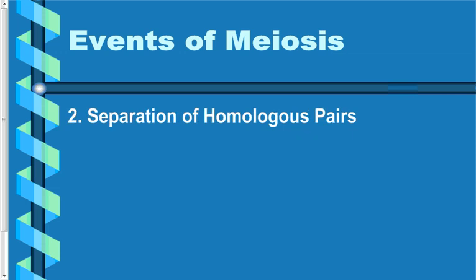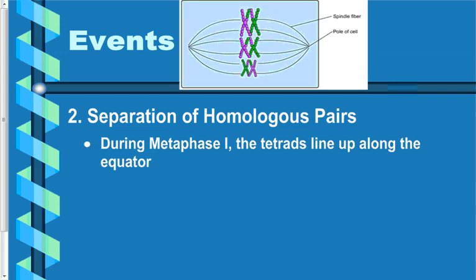The second key event in meiosis is when those homologous pairs then separate. Of course, we didn't see this in mitosis because in mitosis, the homologous pairs never formed up to begin with. This takes place right at the end of metaphase 1, because in metaphase 1, instead of seeing chromosomes lined up along the equator, we have tetrads lined up along the equator. So we have the 4 chromatids in a set, and they're going to separate. But in metaphase 1, they're lined up.